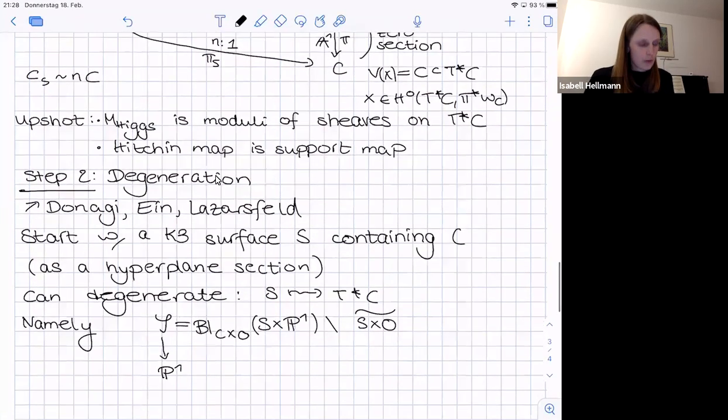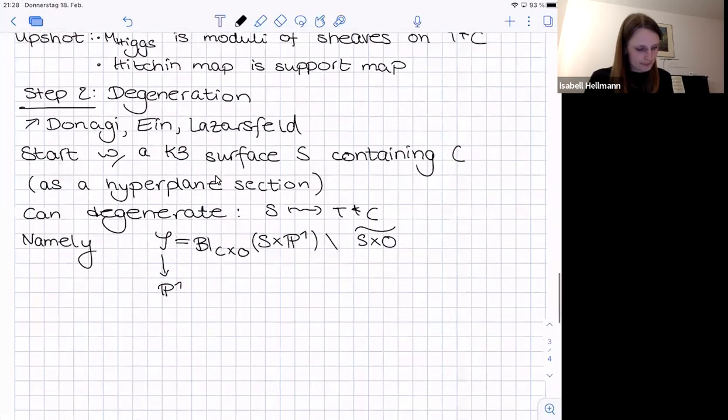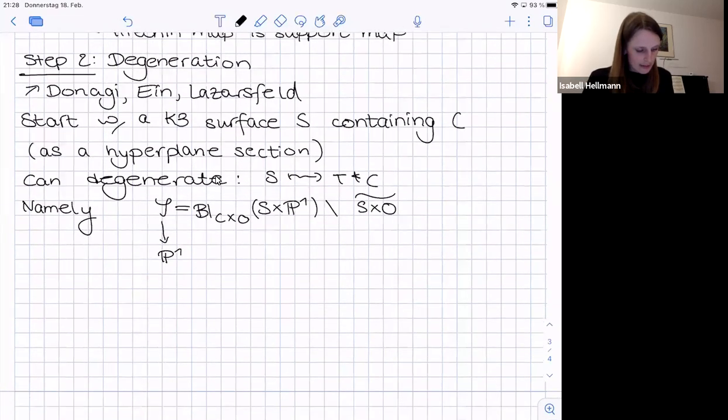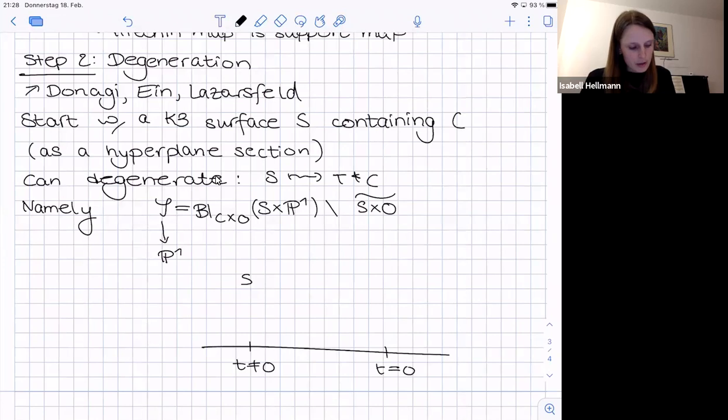So what I get is this relative surface where over T non-zero, nothing happens. So I just have a trivial family, and so I see S here all the time. But when T is 0, I have the exceptional divisor, which would have two components, but one I took out. And so what stays is the normal bundle, so the projective bundle of this normal bundle of C times 0 and S times P1, which is omega C plus O.